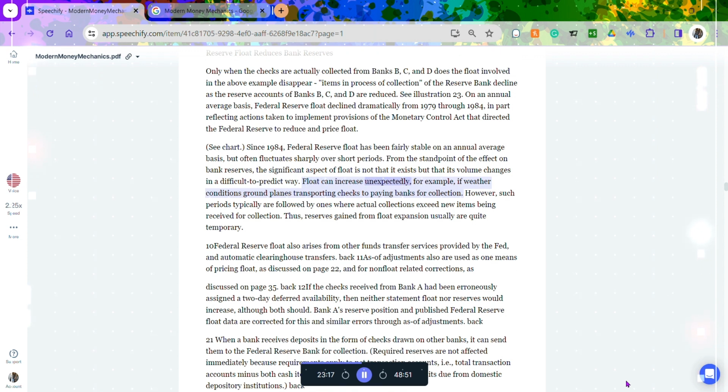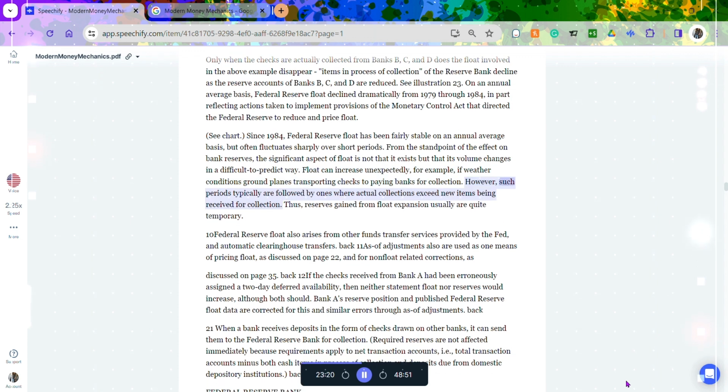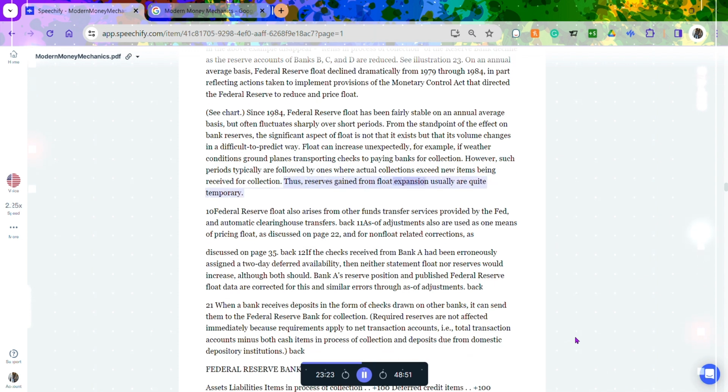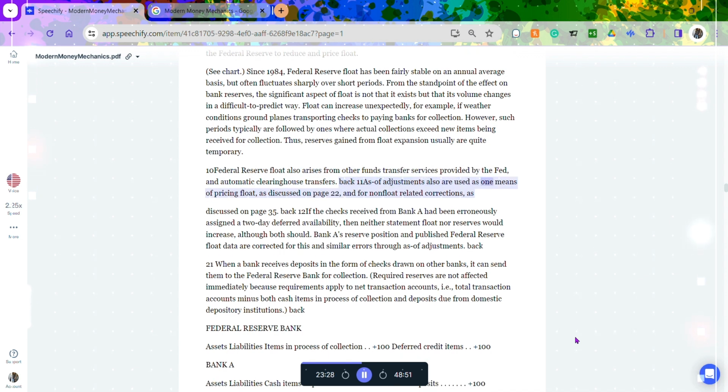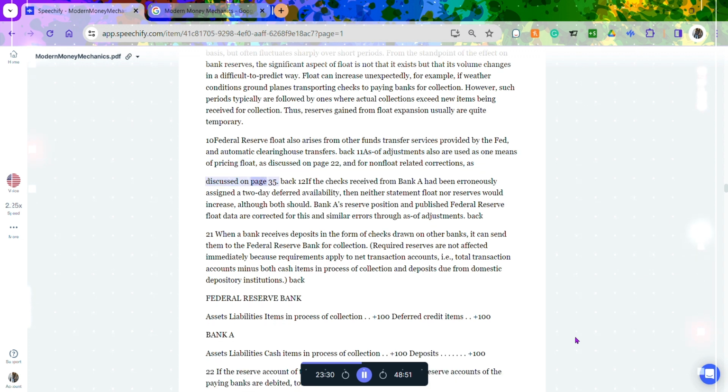Float can increase unexpectedly, for example, if weather conditions ground planes transporting checks to paying banks for collection. However, such periods typically are followed by ones where actual collections exceed new items being received for collection. Thus, reserves gained from float expansion usually are quite temporary. Note 10: Federal Reserve float also arises from other funds transfer services provided by the Fed, and automatic clearinghouse transfers. Note 11: As-of adjustments also are used as one means of pricing float, as discussed on page 22, and for non-float related corrections, as discussed on page 35.